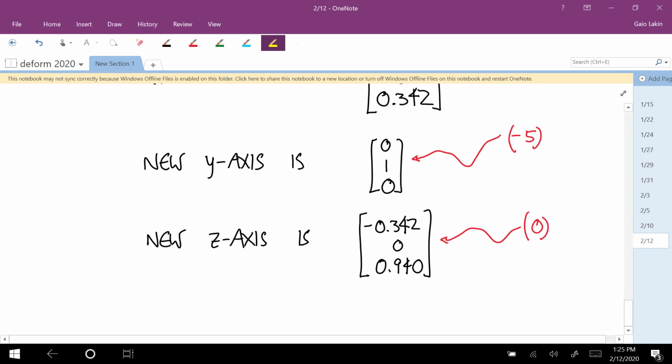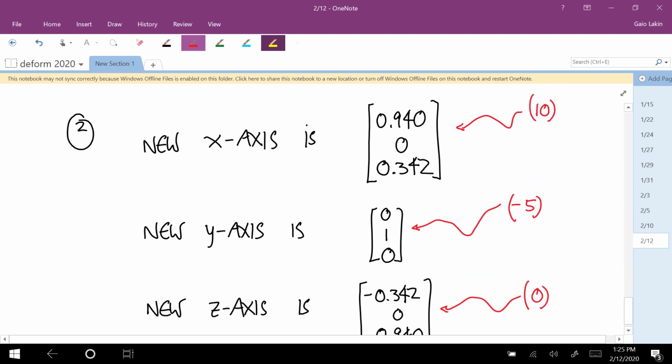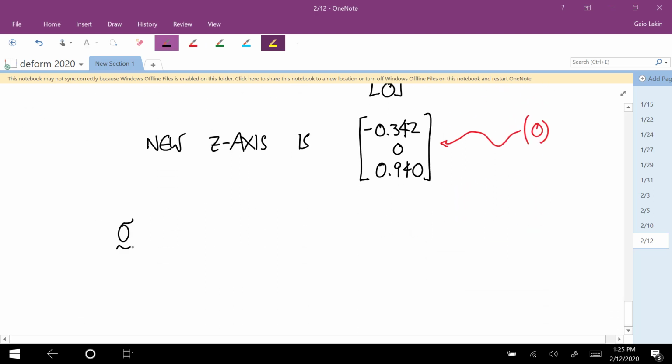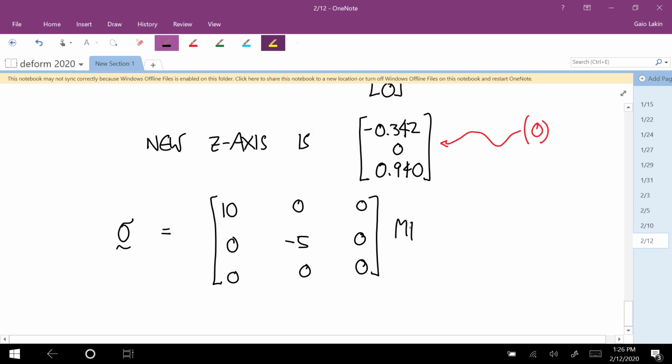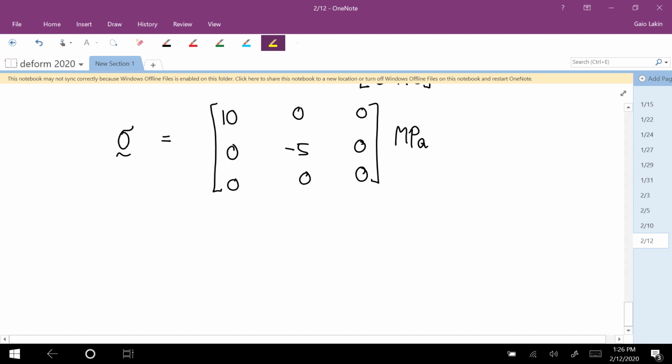In this one, what we would have is, since our new x-axis is linked to the 10, in this coordinate system, we have 10 in the x position, -5 in the y position, 0 in the z position. Okay. But let's think about what this means in terms of a stress cube, okay? So let's think of a stress cube.